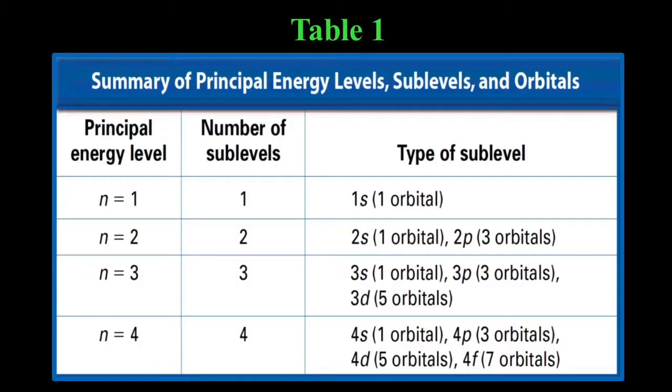These are the principal quantum numbers. So you have n, principal energy levels, then you have the number of sublevels. So for n equals 1, you have S. For 2, you have S and P. For 3, you have SPD. And for 4, you have SPDF. So the first time you see an S is in 1. The first time you see a P is in 2. The first time you see a D is in 3. And the first time you see an F is in 4.